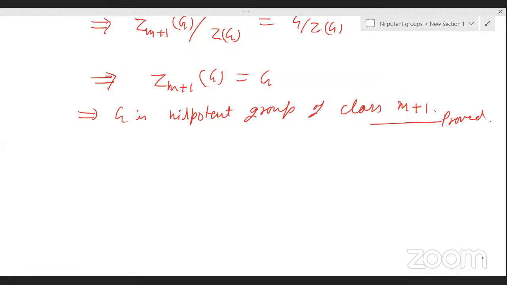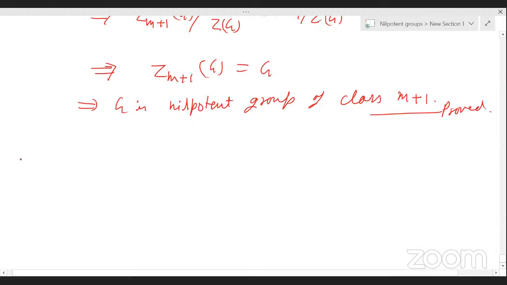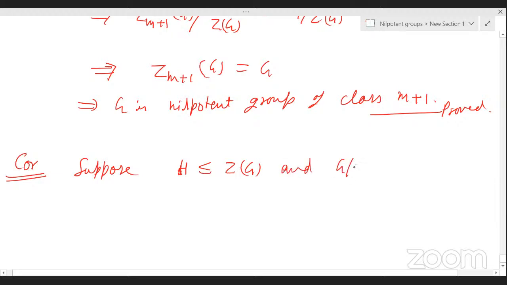Okay. Now, there is a small corollary for this proposition. Suppose H is a subgroup of the center of a group G, and G/H is nilpotent. Then G is nilpotent.